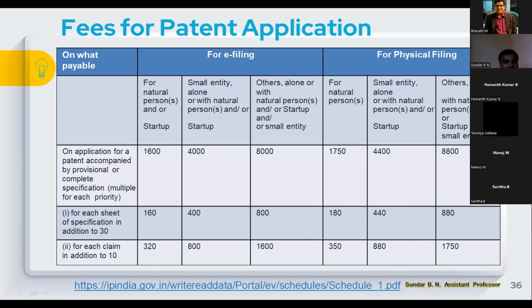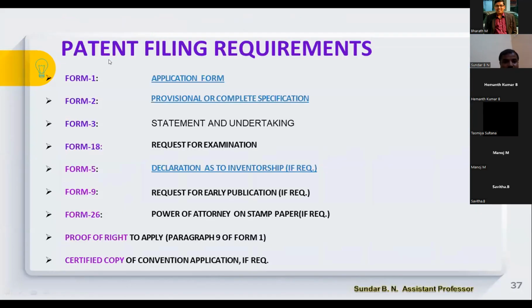These are the different forms that are required, and these are the different fee structures for filing a patent. Different categories are there: natural person, startup and small entity, alone or with a natural person. Based on different categories, different fees are there. If you click here, you can have detailed information regarding fees. There are lots of specifications and classifications for application fees. You may go further.